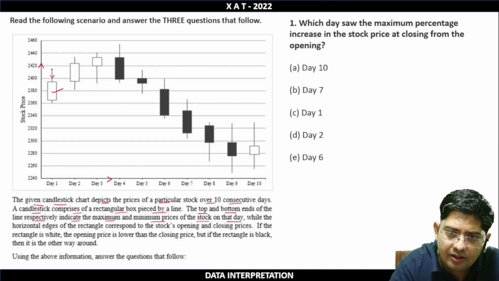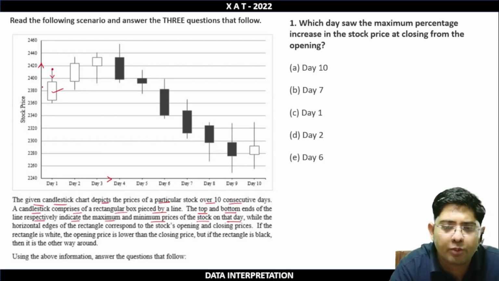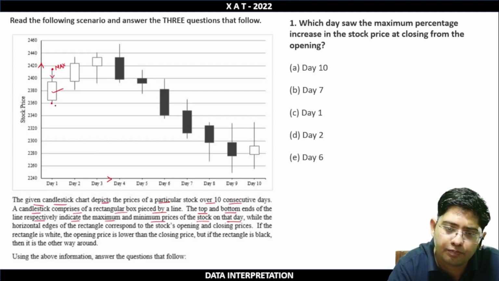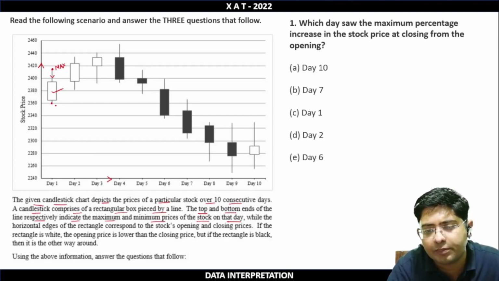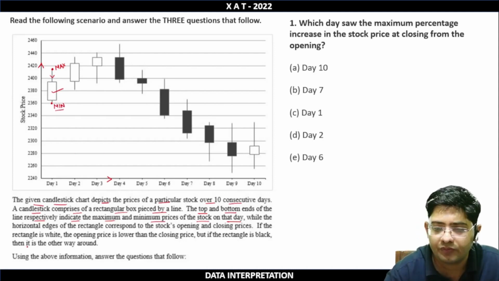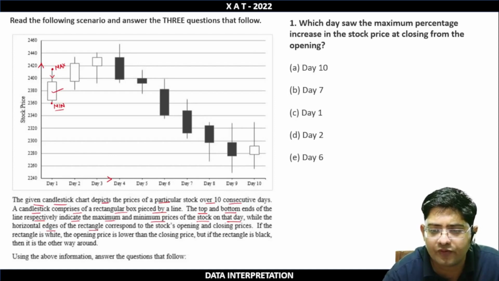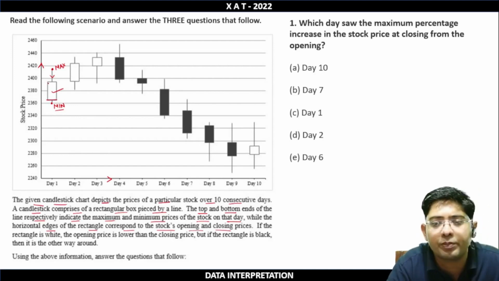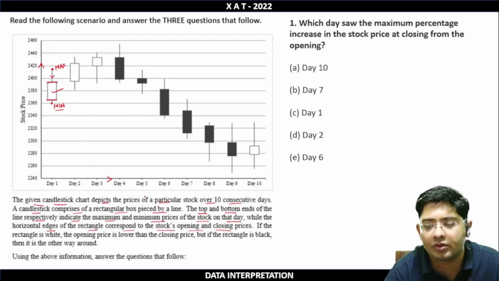So this candlestick line का जो top है, that is representing maximum price on day one, and the bottom end of the candlestick representing minimum price of the stock on day one, while the horizontal edges of a rectangle correspond to the stock opening and closing prices. So these horizontal bars are representing opening and closing prices.